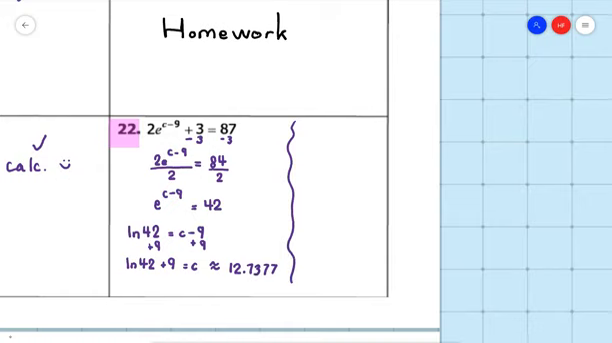Then we'll check in the calculator by storing that as a variable. So I'm storing it as x on mine. We'll have 2 e to the power of x minus 9, or c minus 9, then plus 3. We want to make sure that equals 87. And it does. So then c is that approximate value.